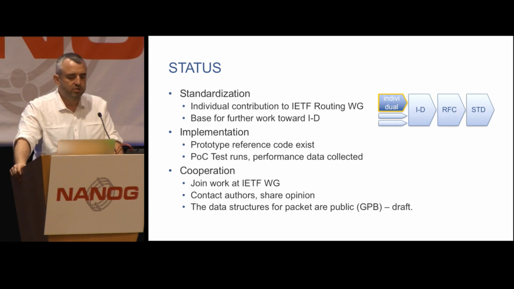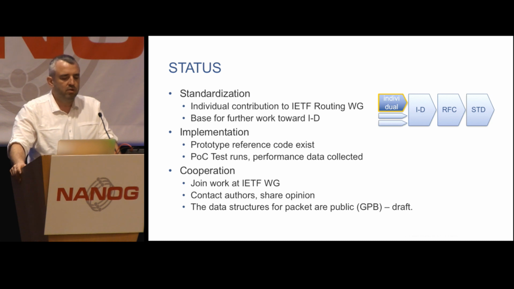And of course, there is a call for action, right? You can join the IETF working group. You are welcome to share opinions, mostly with the author of the draft, but I can be a proxy. And finally, the data structures for all the packets are documented in the individual draft. I will show you in a minute how to find it. Because the data structures are defined in the Google protobuf format in the draft, you can just take it, compile it, and you have at least the data model for all the communication available.